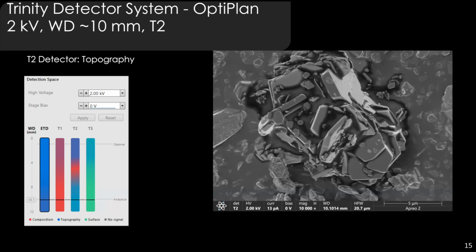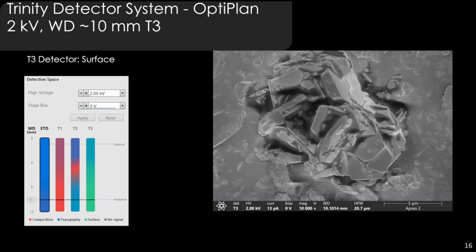We're seeing with the T2, we're getting maybe a little bit of surface, but mostly topography on things. So it's giving us a fairly nice image. And if we look at the T3 detector, we're getting surface effects, so we can see maybe the little fine particles that might be showing up on the surface in various locations.